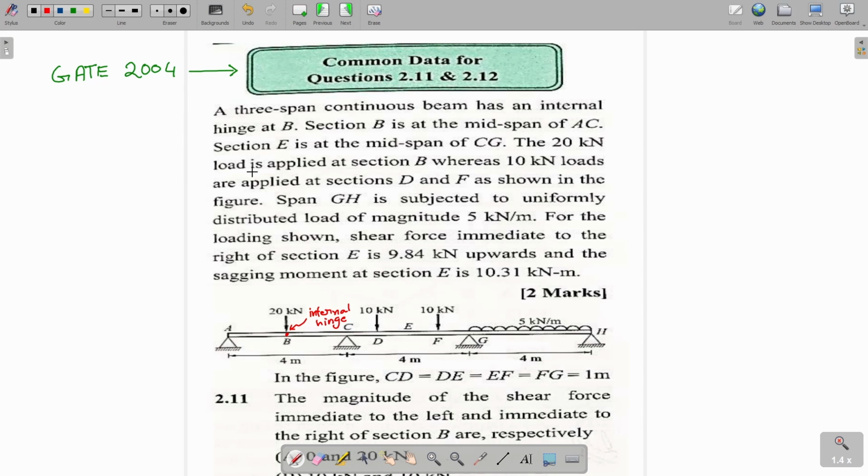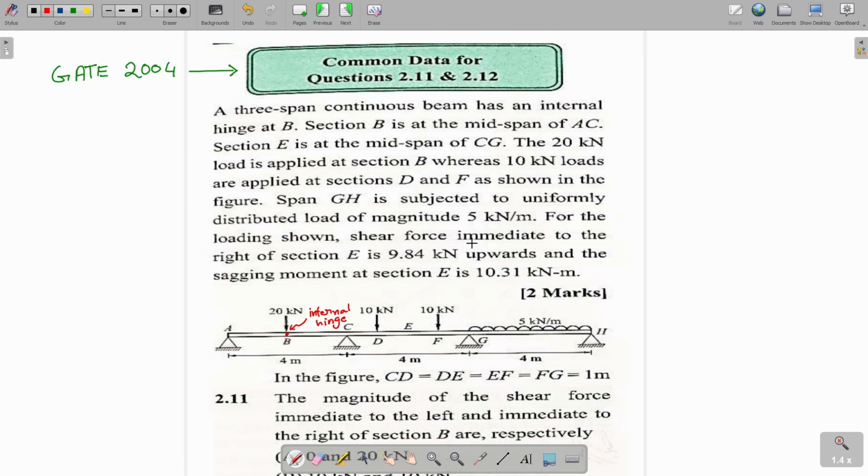A 20 kilonewton load is applied at section B, whereas 10 kilonewton loads are applied at section D and F as shown in the figure. These are the 10 kilonewton loads and this is the 20 kilonewton load acting at section B. Span GH is subjected to a uniform distributed load of 5 kilonewton per meter, UDL.